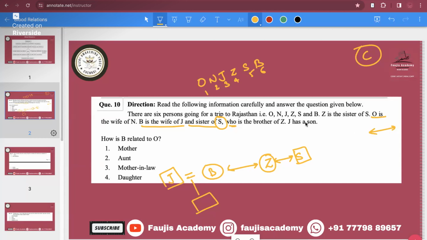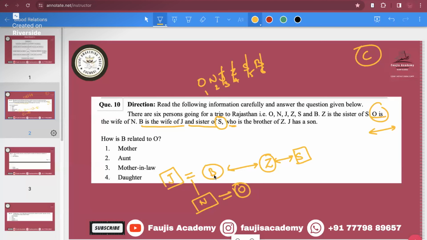O is the wife of N. So J is done, B is done, Z is done, S is done, and what do we have? O is the wife of N. So N is a male and his wife is O. So this is your blood relation, just 2 generations, that's it.